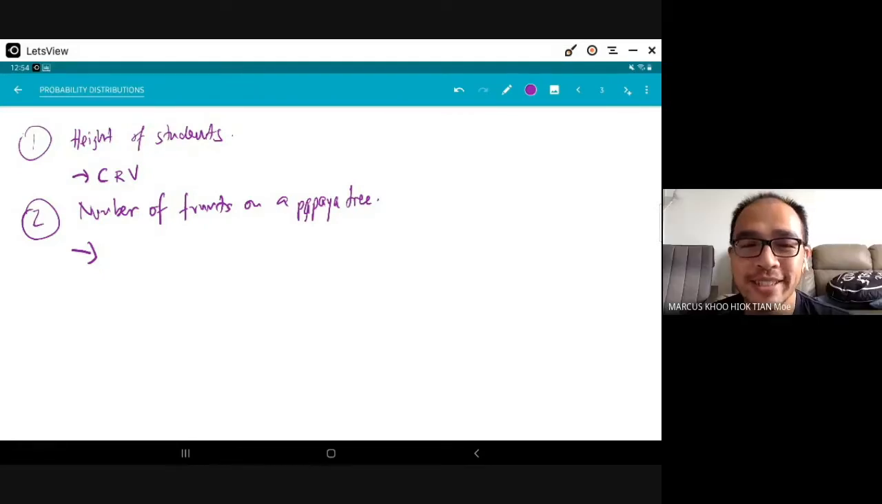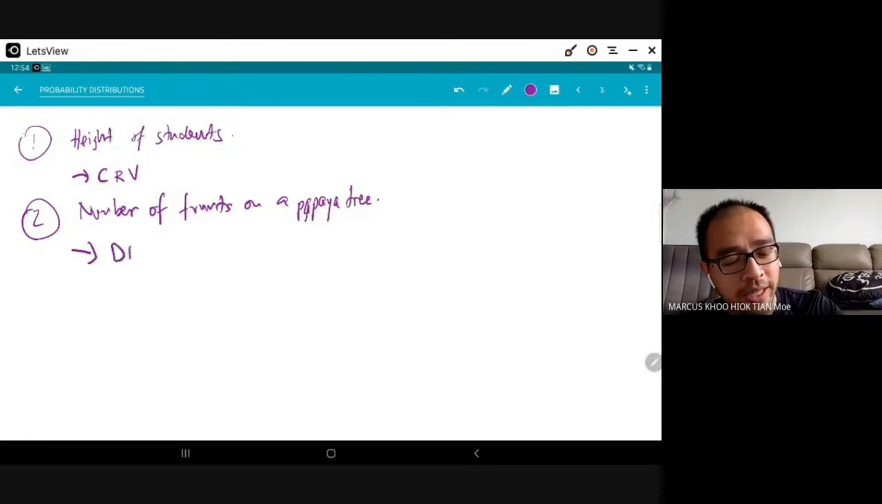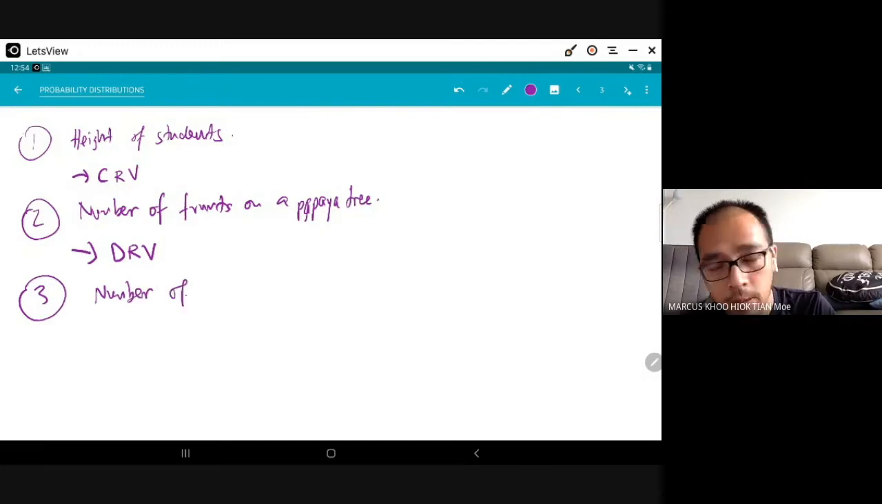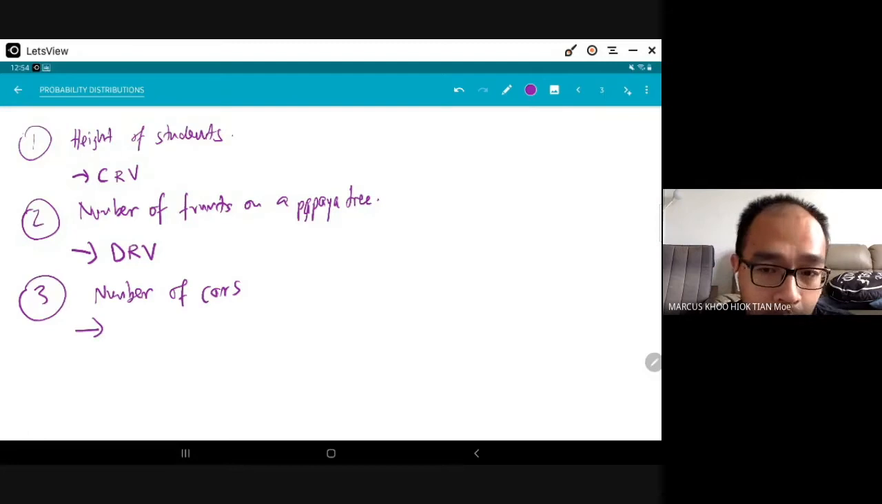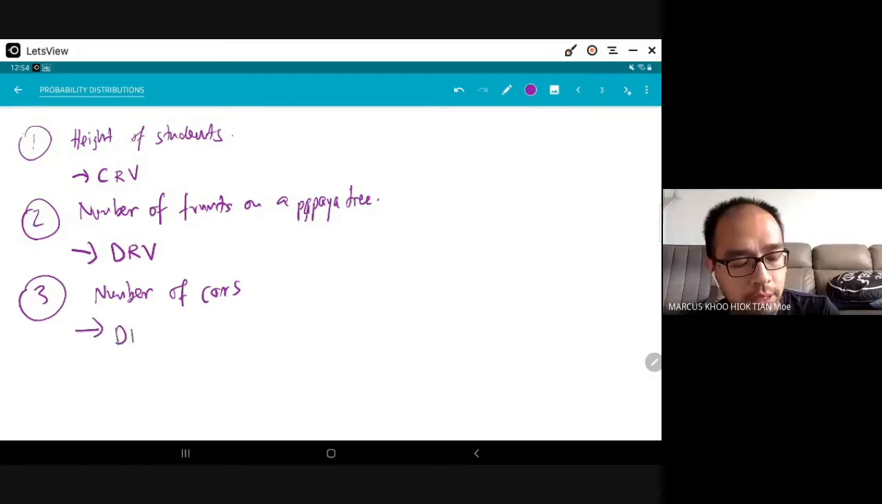Number 2, number of fruits. Discrete or continuous? Okay, it's discrete, so DRV. I'm just going to write the shortcut. Number 3, number of cars in a school park. Discrete or continuous? Discrete, all right, very good. Because you can count the number of cars.